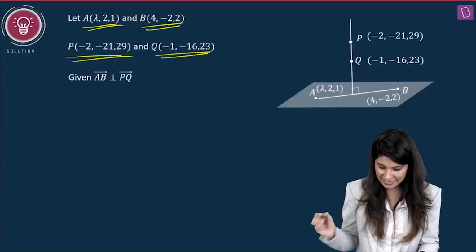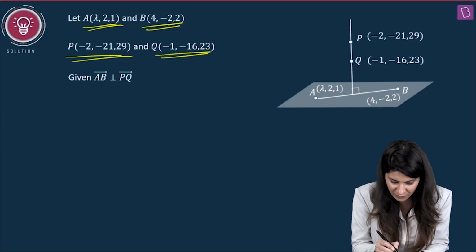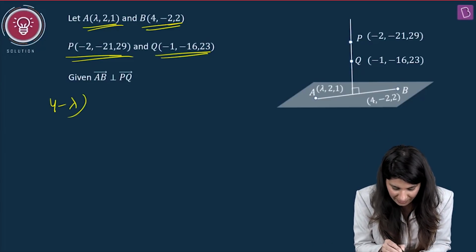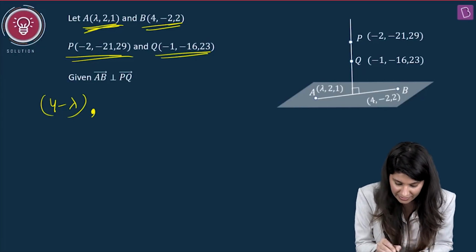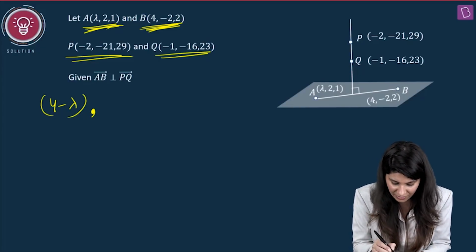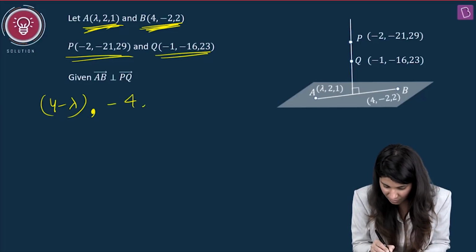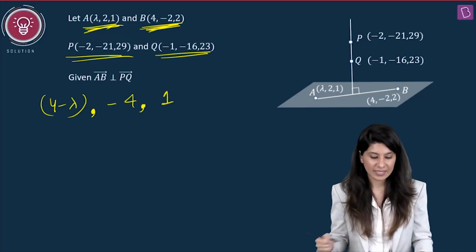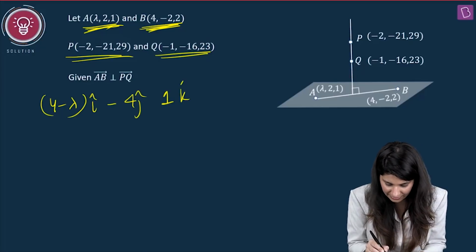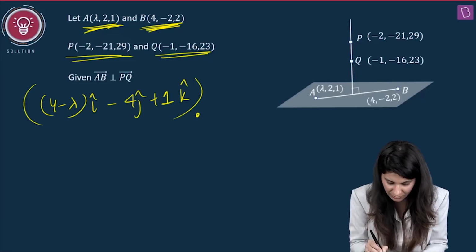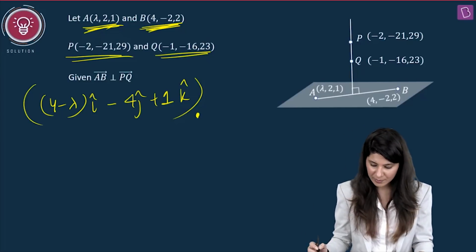Let's begin. Let's execute. So here we have 4 minus lambda. I'm talking about AB vector, right? 4 minus lambda, then we have minus 4, then we have 1, right? This is I cap, this is J cap, this is K cap, right? AB vector dot PQ vector. What would be PQ vector?